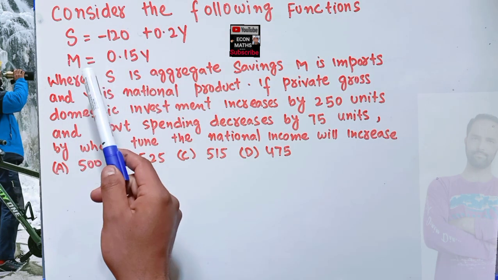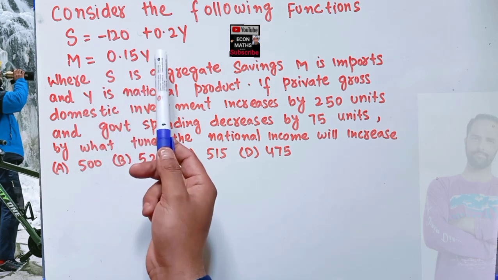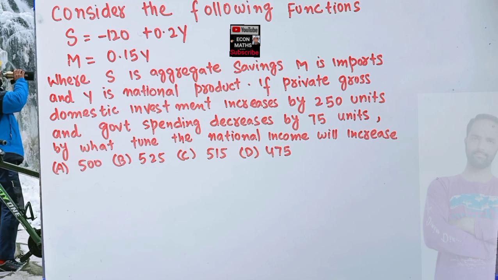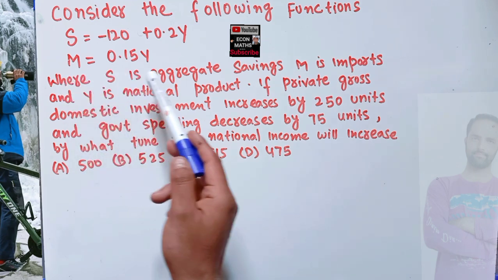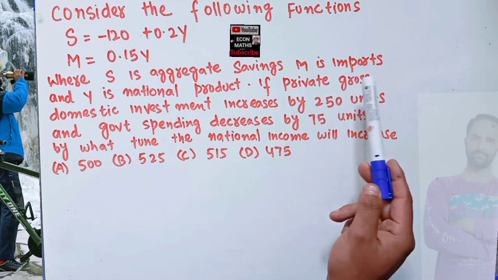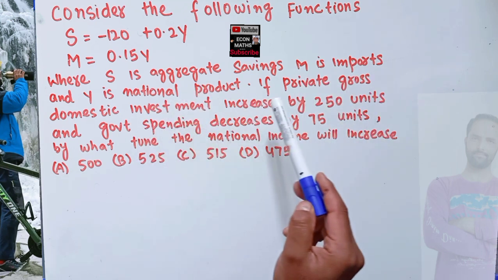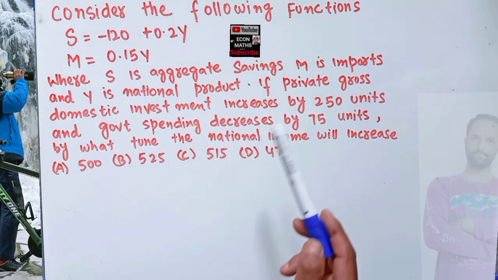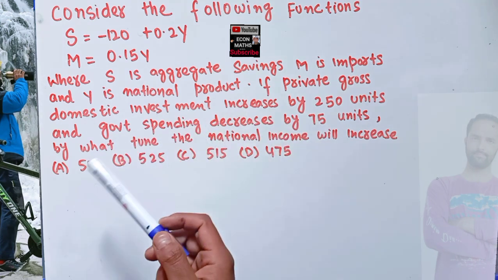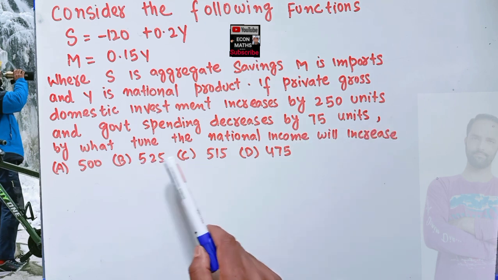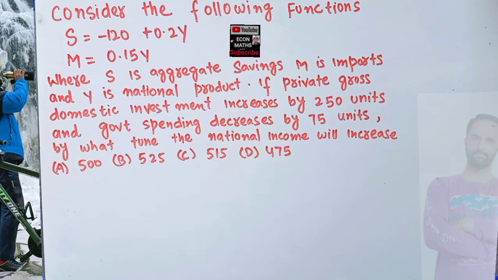And M is equal to 0.15y. M denotes the imports and y is obviously income, okay? Where S is the aggregate savings, M is imports, y is national product. If private gross domestic investment increases by 250 units and government spending decreases by 75 units, by what amount will the national income increase? The options are 500, 525, 515 or 475. We need to find out the correct option, okay?